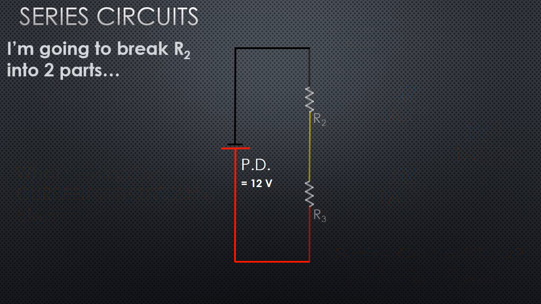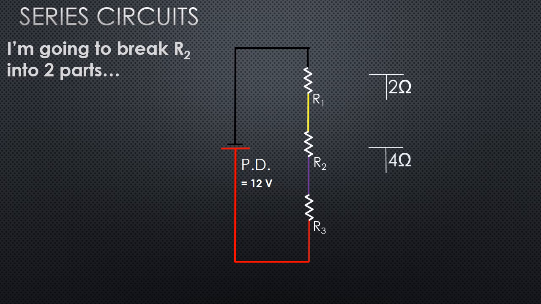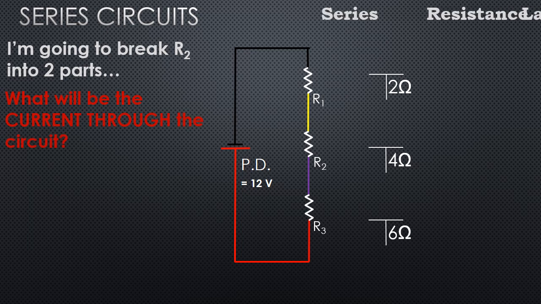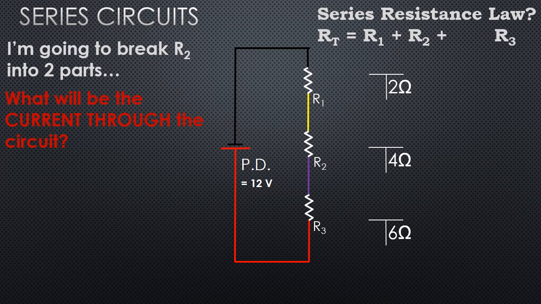Now if I take R2 and break it into 2 parts, but they're not going to be even, they're going to be 1/3 and 2/3. So I'm going to have a 2 ohm resistor, a 4 ohm resistor, and a 6 ohm resistor. So with the series resistance law, again, we've got R1, R2, and R3. Let's add them together, and we come back to our original 12 ohms. We have a 12 volt potential across all of our load. What is the current through there? It's going to be, of course, back to our 1 amp.